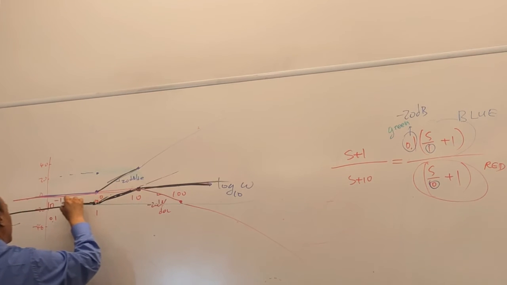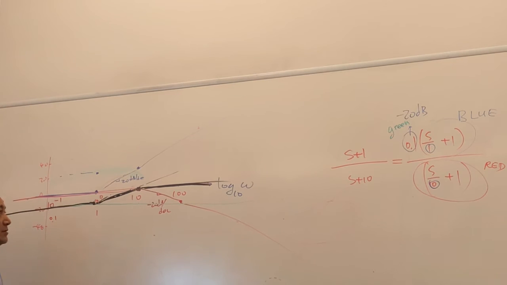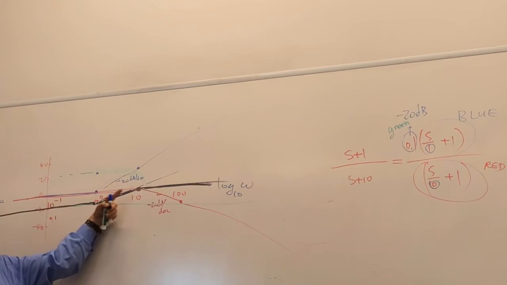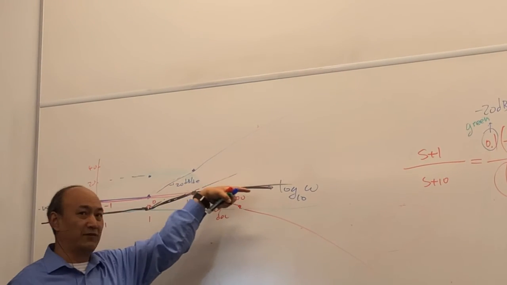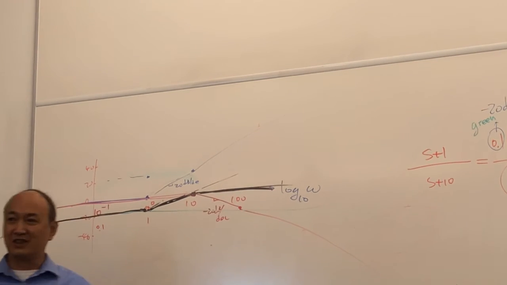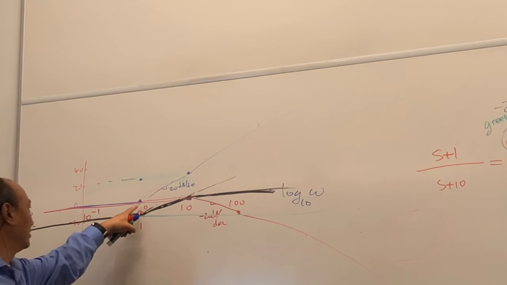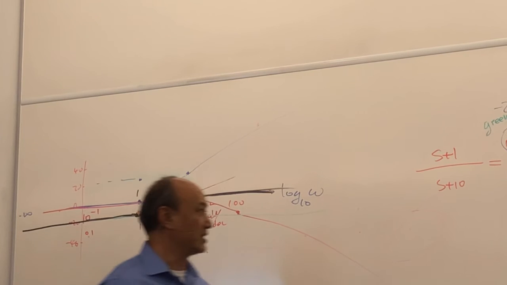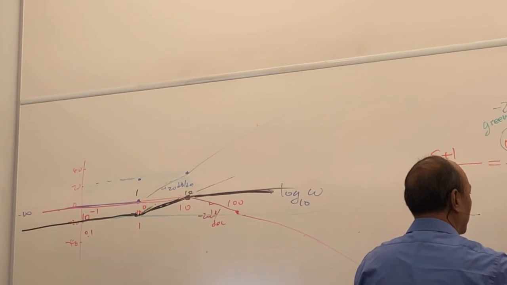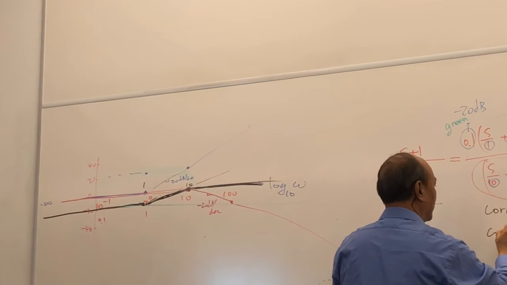Sorry, this black one is my Bode plot. This is constant at minus 20 dB, then going up 20 dB per decade, then going flat again. Make sense? So you need to mark those essential ones, like this is a 1, this is a 10. Those are the corner frequencies. Or some people say this is a critical frequency.